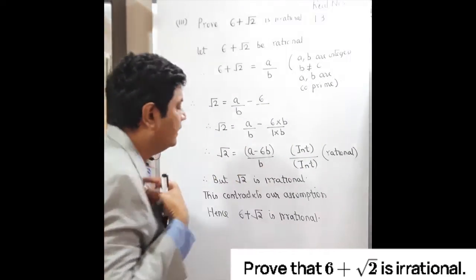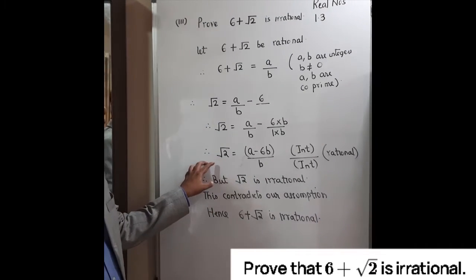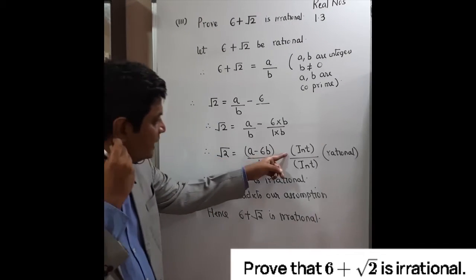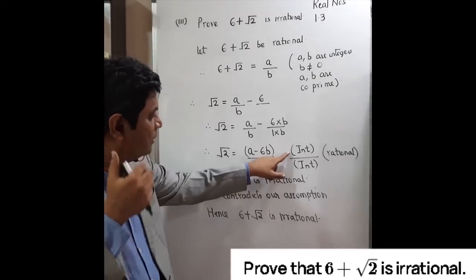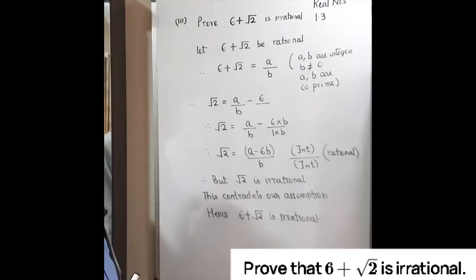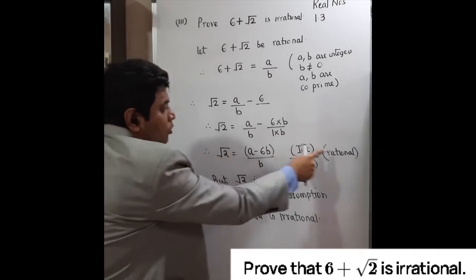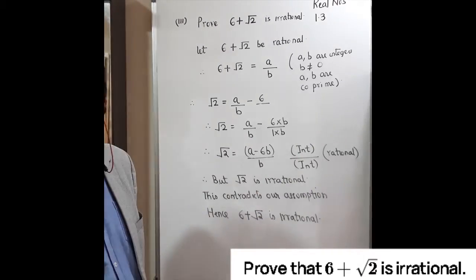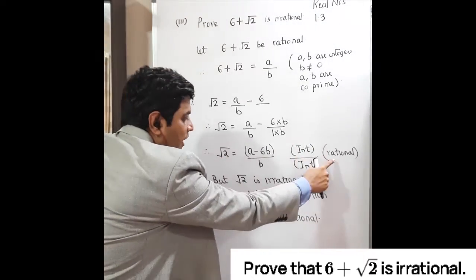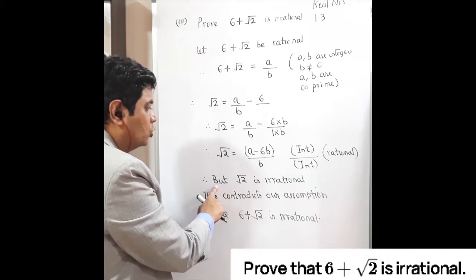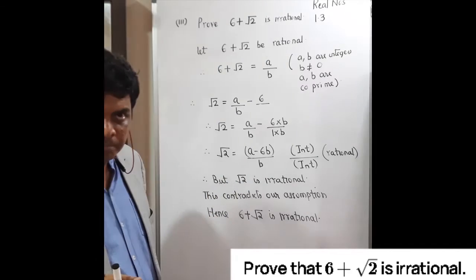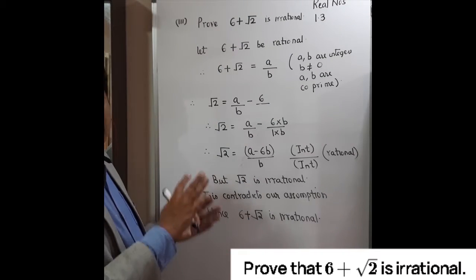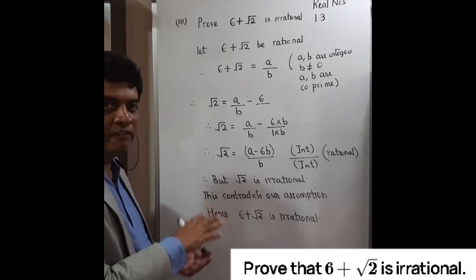So right hand side is integer upon integer. Therefore right hand side is a rational number. So therefore square root of 2 becomes a rational number. But we know square root of 2 is an irrational number. So this contradicts our assumption.